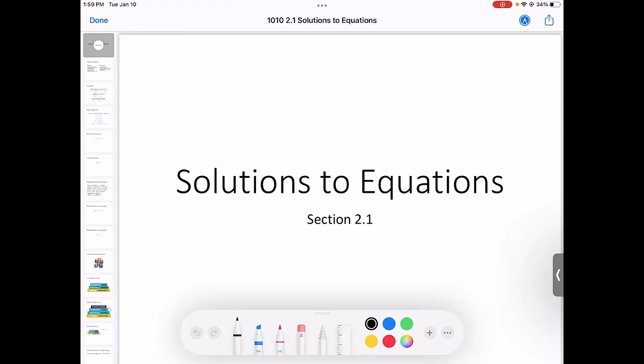So today's lesson is section 2.1, our first assignment in XYZ. If you haven't gotten into XYZ homework yet and you're having any issues getting into it, please speak with me after class, because that's top priority, to get you into that so you can get started on your homework. Section 2.1 is about solutions to equations.